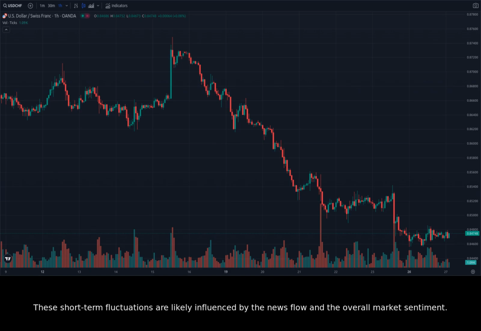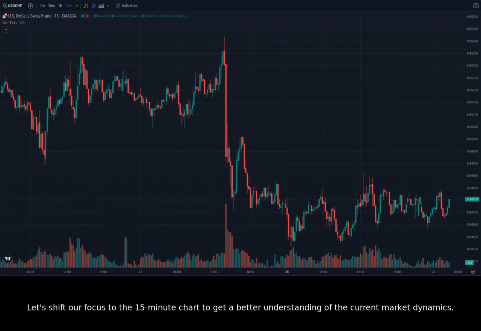These short-term fluctuations are likely influenced by the news flow and the overall market sentiment. However, the overall direction remains bearish. Let's shift our focus to the 15-minute chart to get a better understanding of the current market dynamics. The 15-minute chart provides a granular view of the price action, revealing the fluctuations in demand and supply. We can see some quick rallies and sharp drops within this time frame.